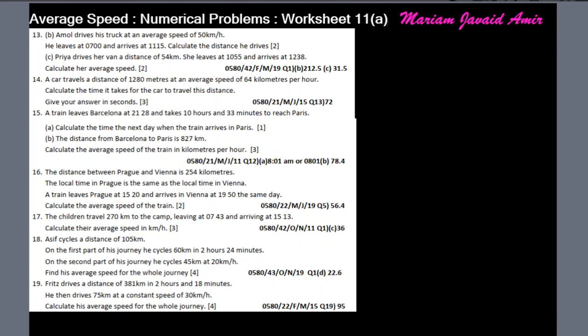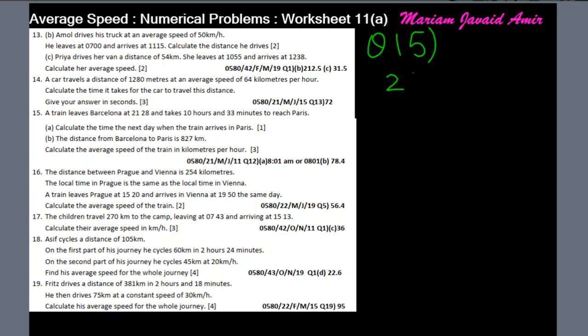Question 15. A train leaves Barcelona at 12:21:28 and takes 10 hours 33 minutes to reach Paris. Calculate the time in the next day when the train arrives in Paris.